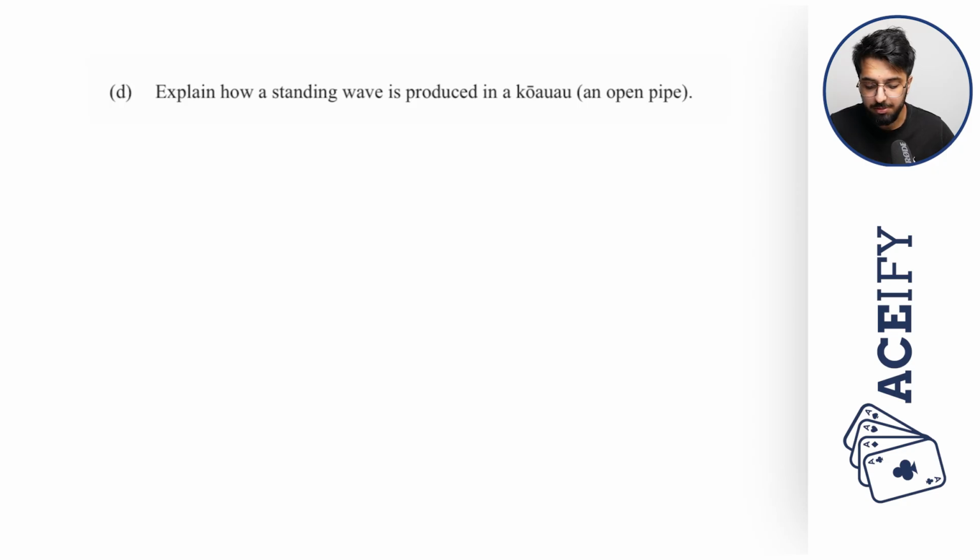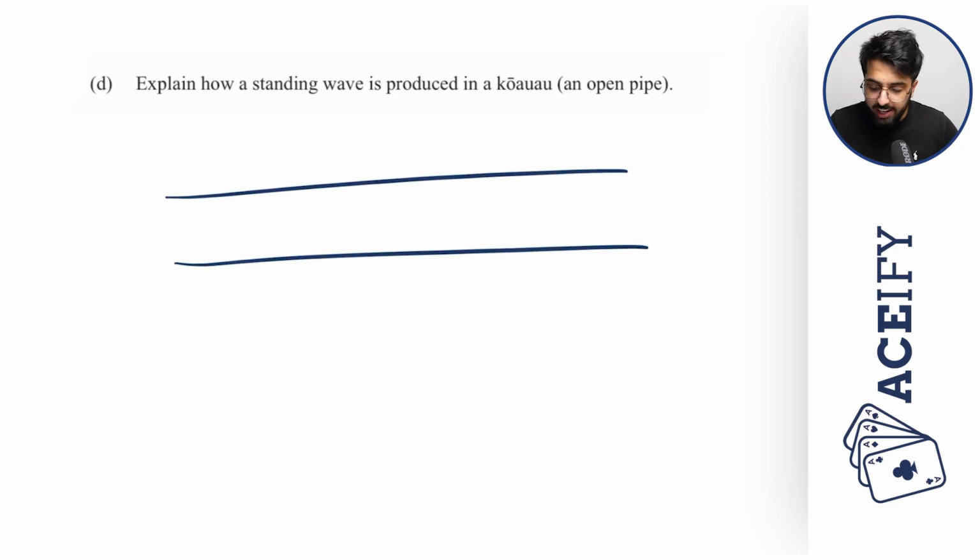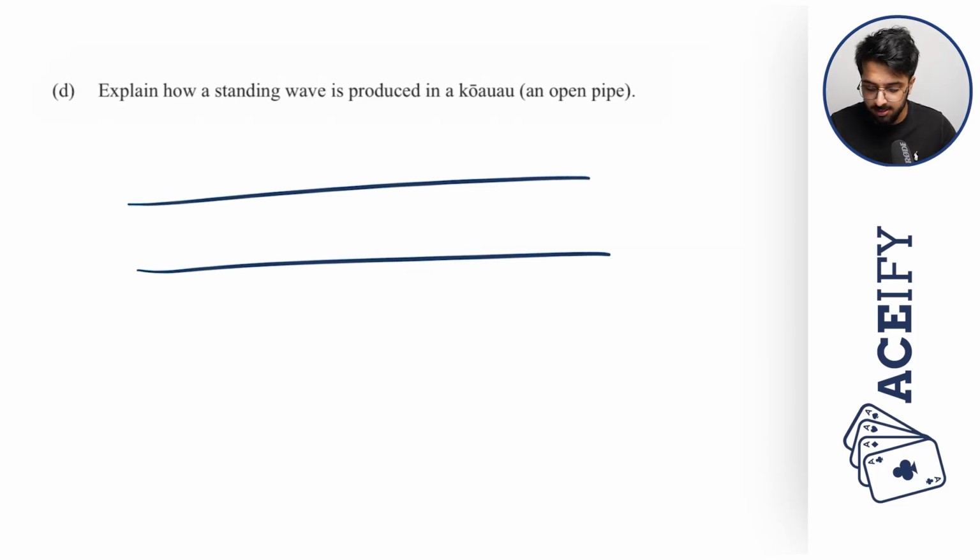Explain how a standing wave is produced. Alright, so we have our open-ended pipe like so. When air is blown into the pipe, obviously that's going to cause the air to vibrate, and therefore different frequencies within the pipe are going to be produced.